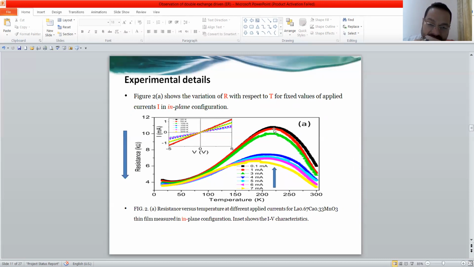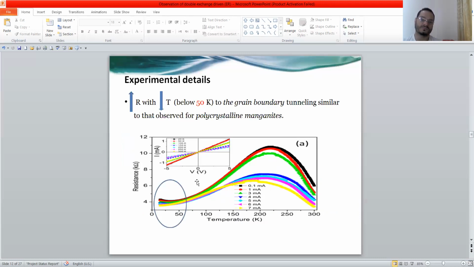Here we will note something: when we increase the current, the resistance decreases. For example, for the black curve at 0.1 milliampere, the maximum value at the top of this curve is, for example, 11 kilo ohm, but for the blue one it is approximately 7 kilo ohm. That means we note a decrease in the resistance with an increase in the current.